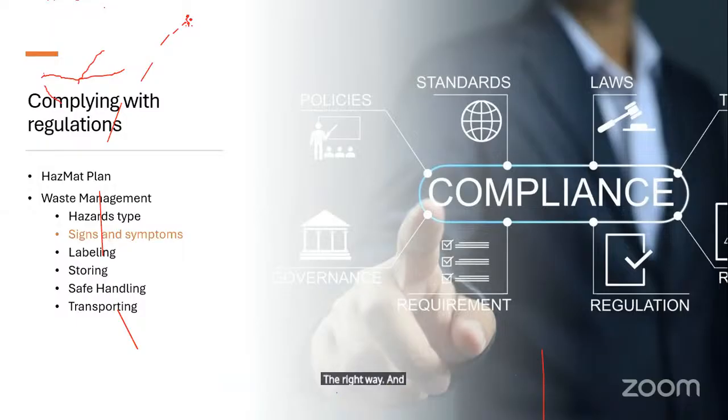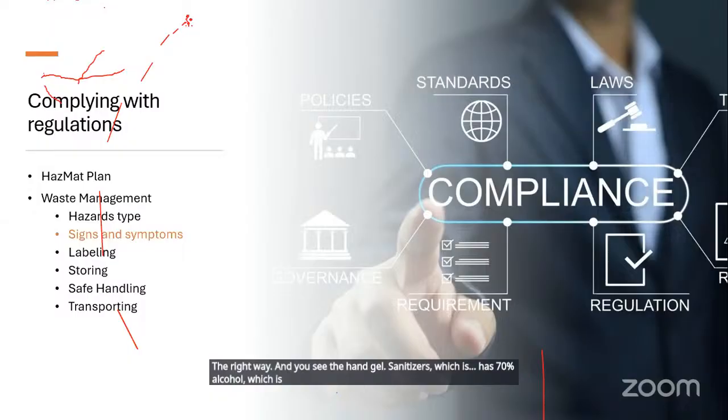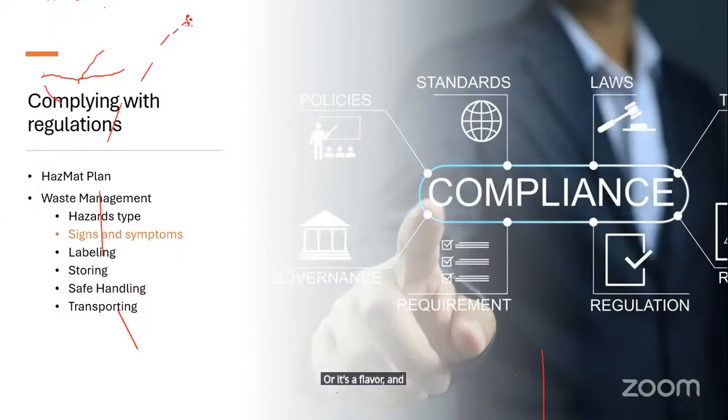And you see the hand gel sanitizers, which have 70% alcohol, which is highly flammable, stored on the shelf, while you have flammable cabinets that are empty or hold non-flammable materials.